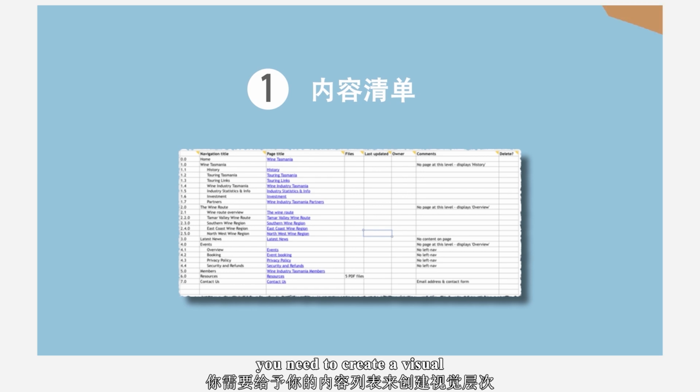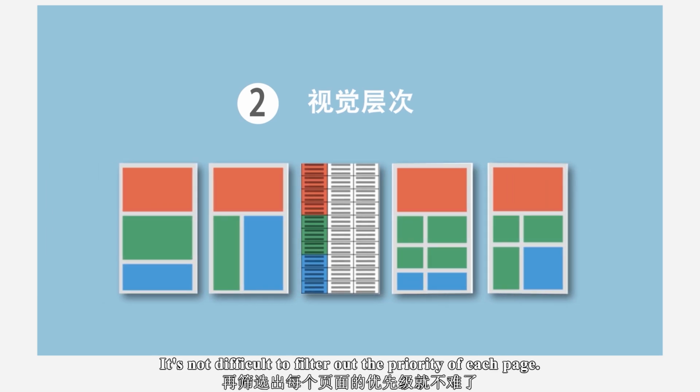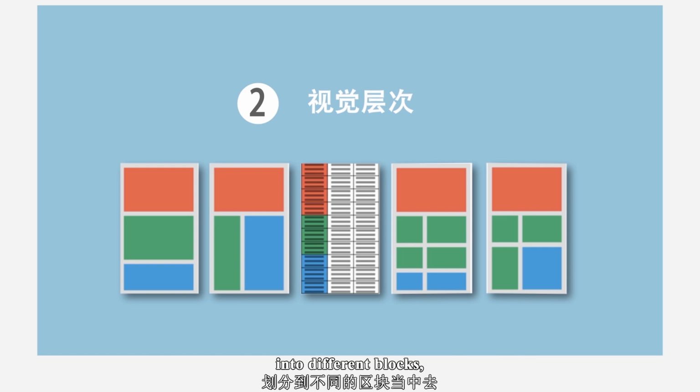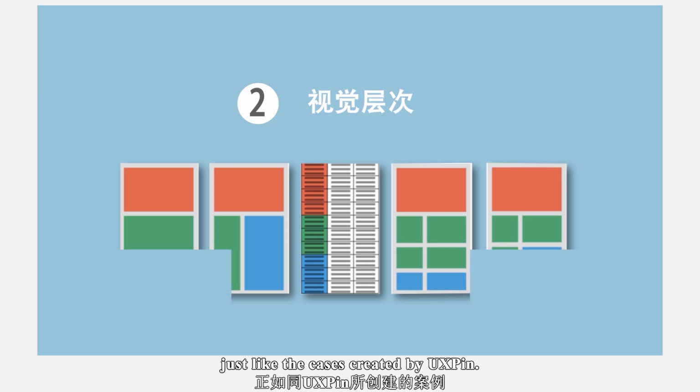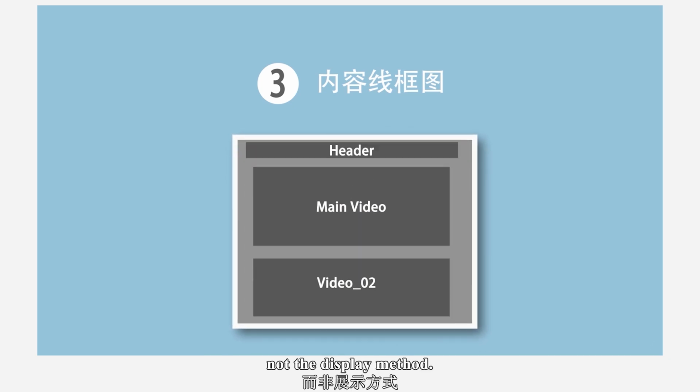Next, you need to create a visual hierarchy based on your content list. After your content list has sorted out all available items, it's not difficult to filter out the priority of each page. This part will divide the content you have planned before into different blocks, just like the cases created by Oxbeam. The content wireframe is only about the direction of the content, not the display method.